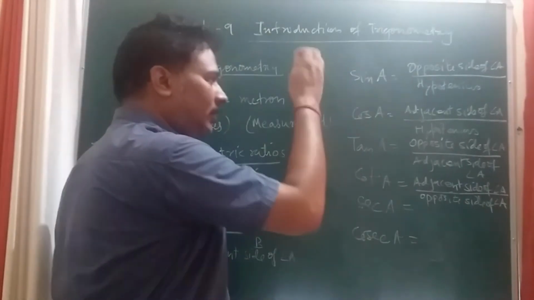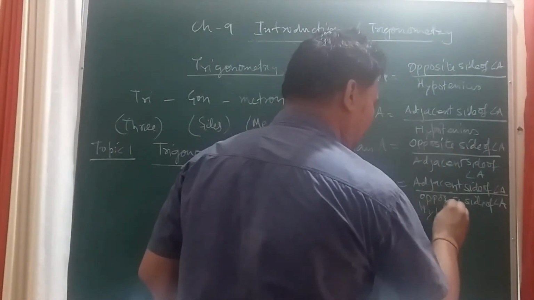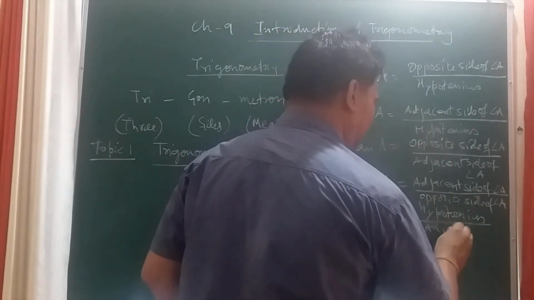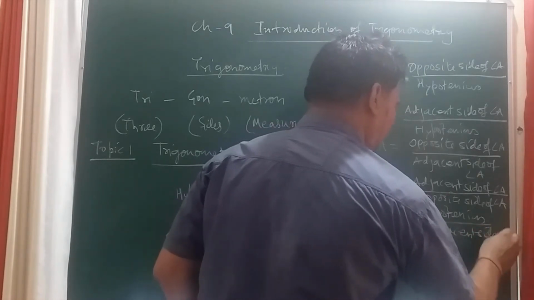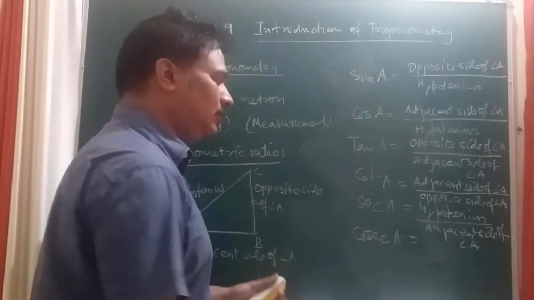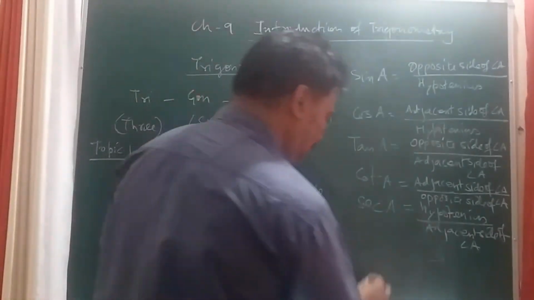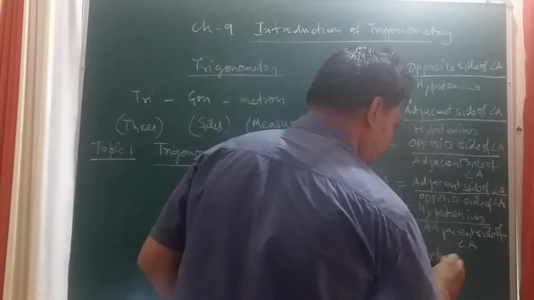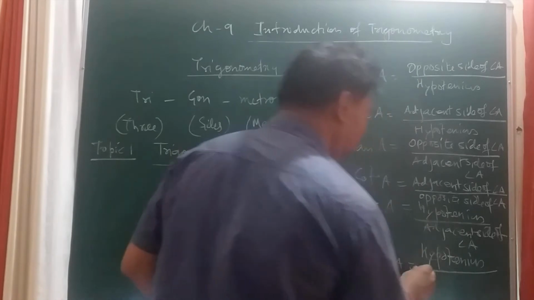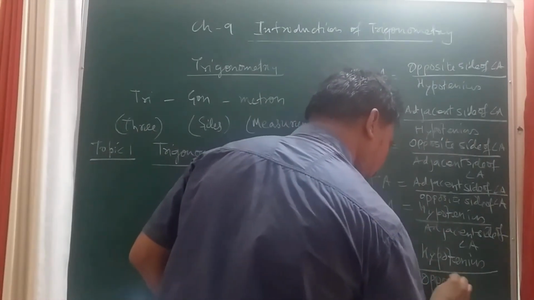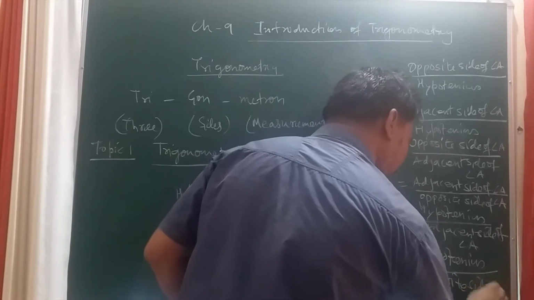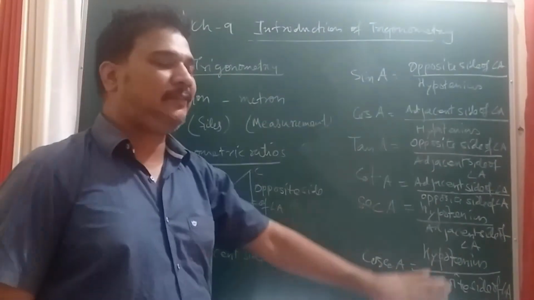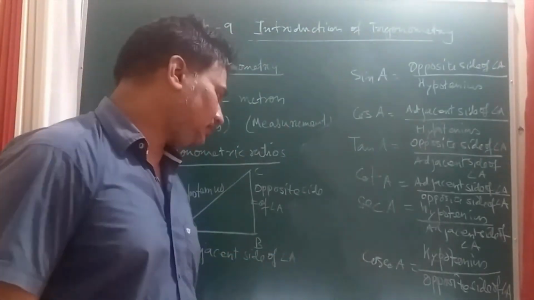Sec A is the reciprocal of cos A. It means hypotenuse upon the adjacent side of angle A. And cosec A is equal to the reciprocal of sin A. It means hypotenuse upon the opposite side of angle A. These are the basic formulas for trigonometric ratios.